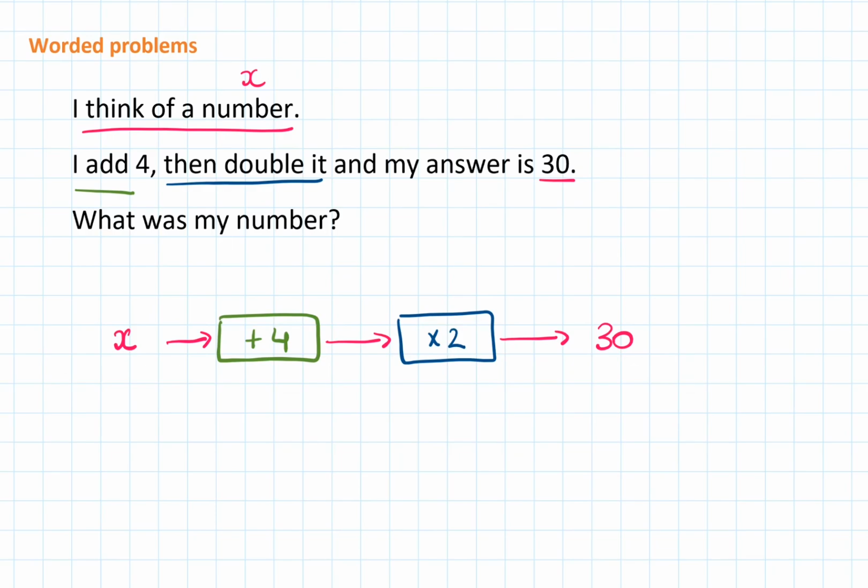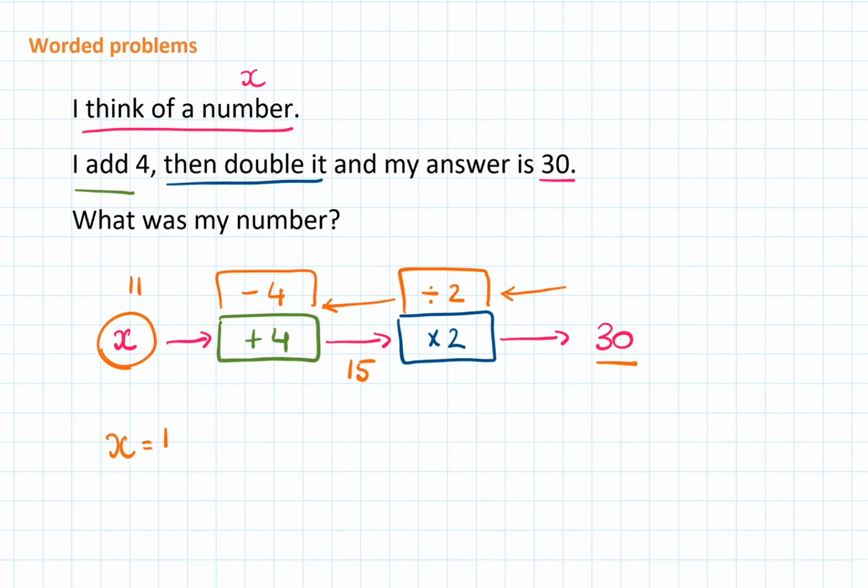So to work out what was the original number, x, we can start from 30 and use inverse operations to go backwards. The inverse of multiplying by 2 is dividing by 2. 30 divided by 2 is 15. This will be my intermediate answer. And then next, the inverse of adding 4 is subtracting 4. 15 take away 4 is 11. Therefore, my original number, x, will be 11.